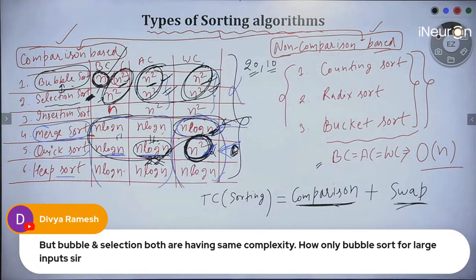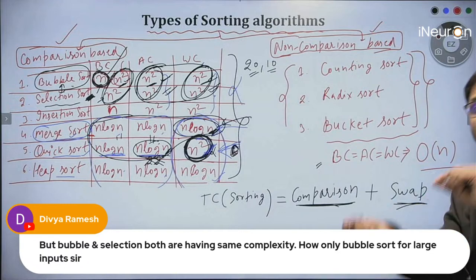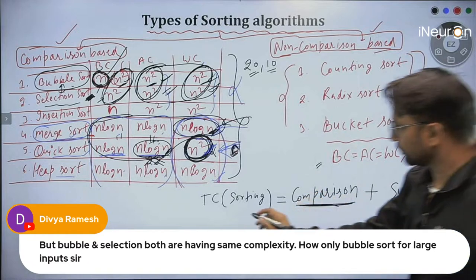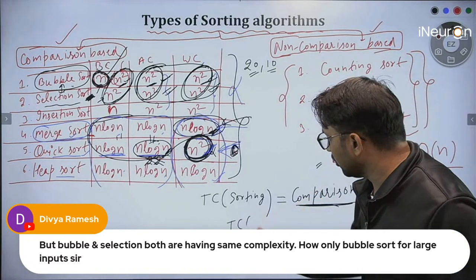You need to compare the elements. You need to swap the elements so that you can pick the smaller element and put it in the front and the larger element at the back. So these are the two major operations. Let me tell you directly right now.